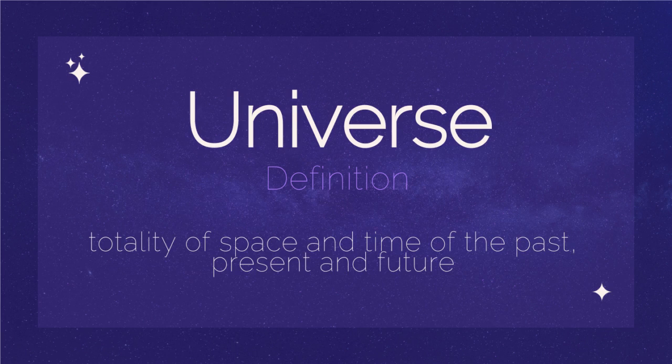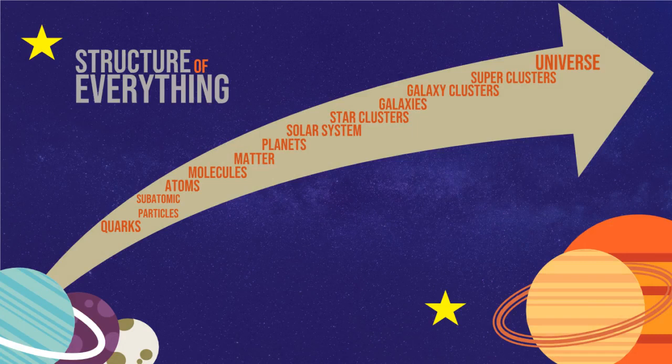And when we say the totality of space and time, it includes the structure of everything. The structure of everything includes the smallest unit in the universe up to the whole universe itself. Starting from the quarks, subatomic particles, neutrons, protons, and electrons, the atom, molecules, and matter. And these small units comprise the planets, our solar system, star clusters, galaxies, galaxy clusters, and lastly the superclusters. All in all, the structure of everything includes all of these things that form our universe as of today.